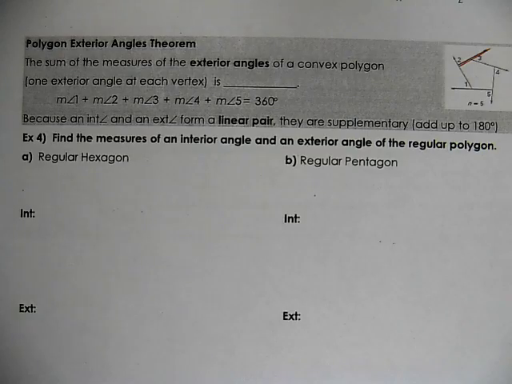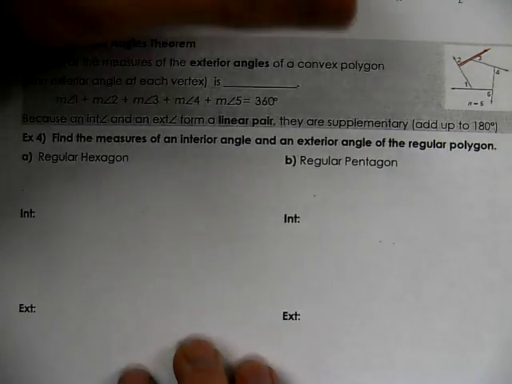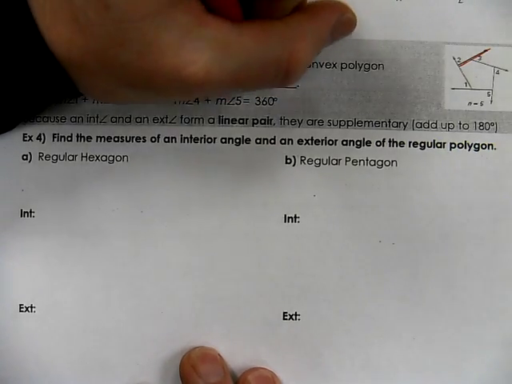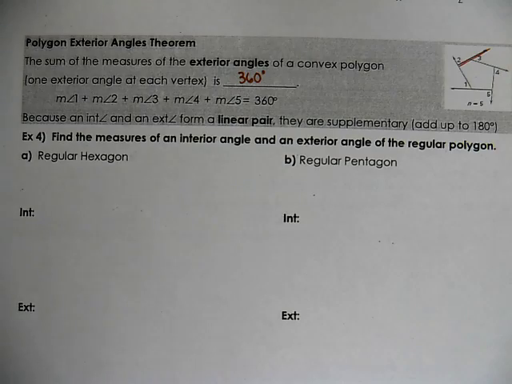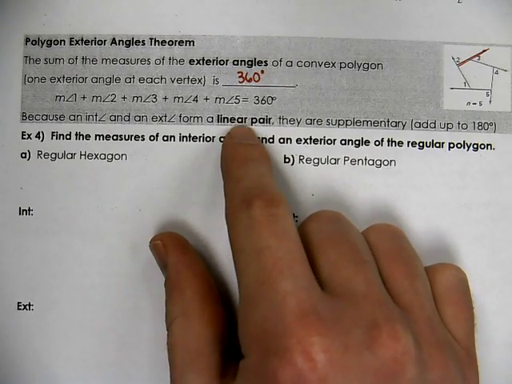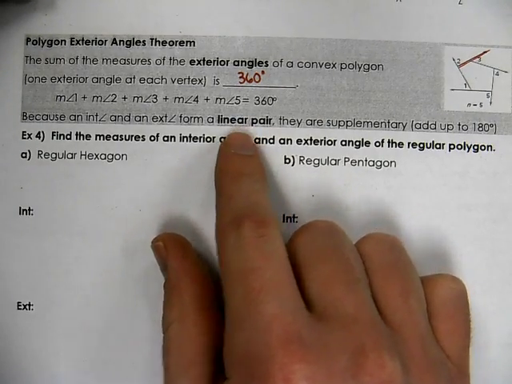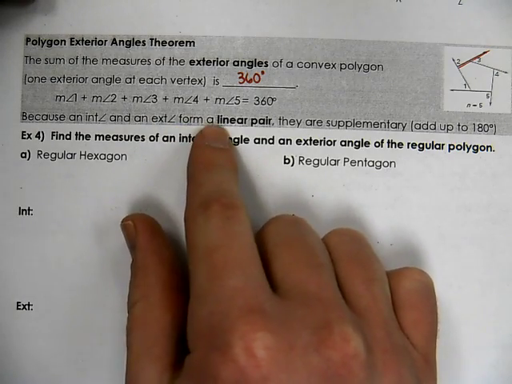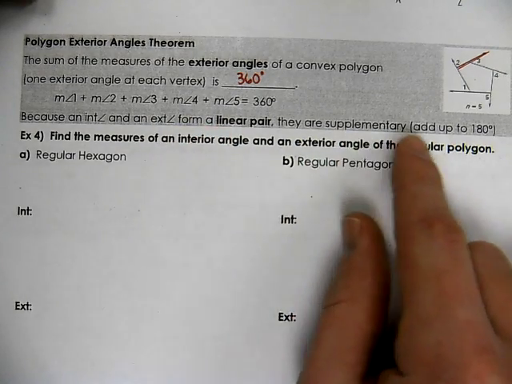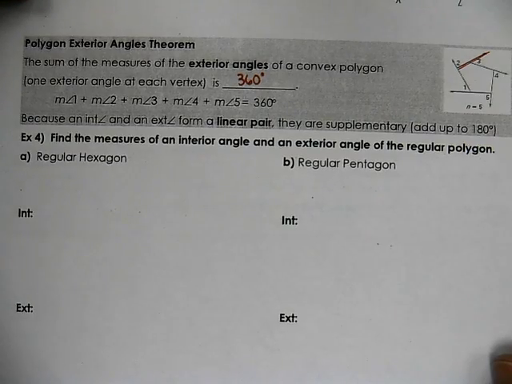Now the nice thing is, no matter how many different sides there are, those will always end up adding to be 360 degrees. So a 4-sided figure, a 5-sided figure, even a 70-sided figure, they would still add up to 360 degrees. We also have to keep in mind that the interior angle and the exterior angle form a linear pair, which means they're supplementary. So if we add them together, we get 180 degrees.